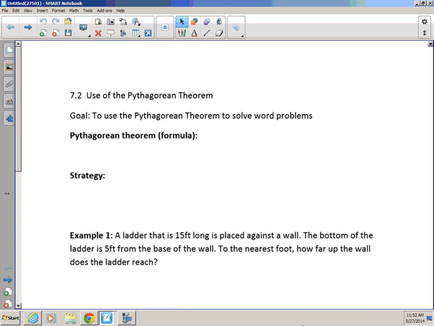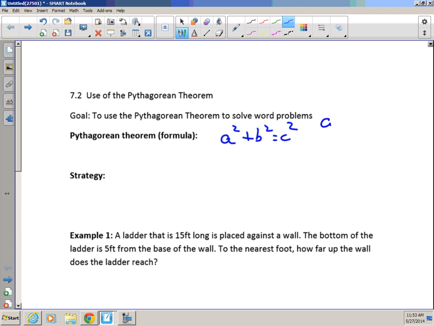Okay, today's lesson will entail using the Pythagorean theorem to solve word problems. And what we are going to see is the strategy that we're going to use to be able to do this. So let's just recall that the Pythagorean theorem is a squared plus b squared equals c squared. A and b are the legs, c is the hypotenuse.